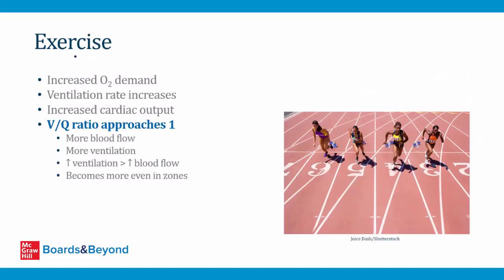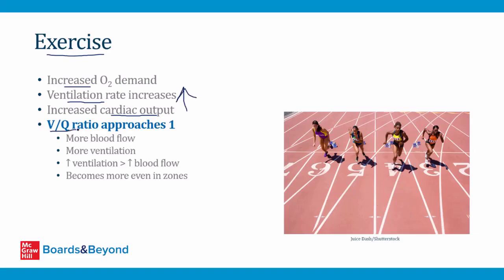And then I'll finish this video by talking about how ventilation and perfusion change during exercise. So when you exercise, your muscles demand more oxygen. This is going to lead to your ventilation rate increasing. As you probably know, you breathe faster when you exercise. Also, when you exercise, your sympathetic nervous system becomes active and your cardiac output goes up. So both ventilation and perfusion of the lungs are going to increase with exercise.